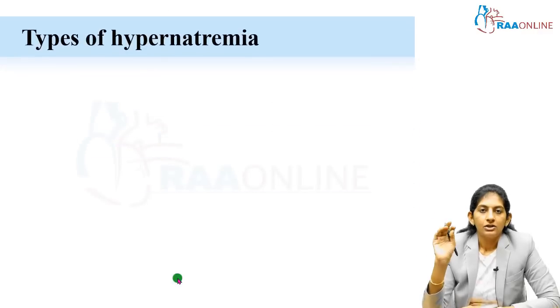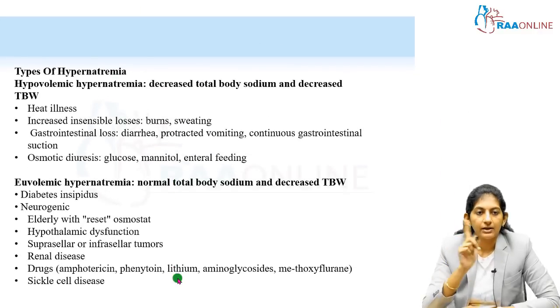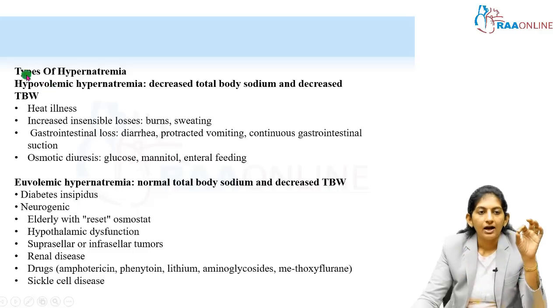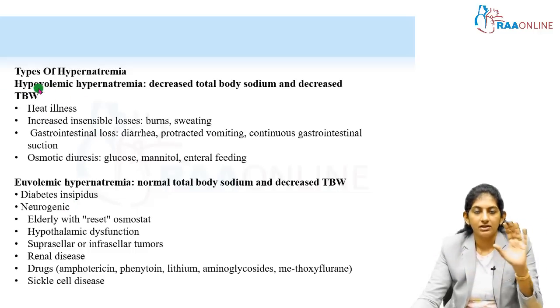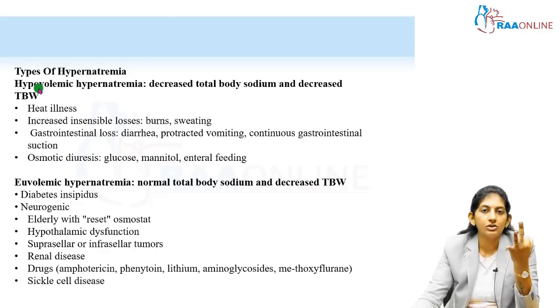Coming to the types of hypernatremia, I'll go to this and then come back to that. First, as I told you, hyper, hypo and eu. What is hypovolemic hypernatremia? Hypovolemic means what, you know? Loss of water, isn't it? So volume is getting lost or water is getting lost. Where all can water get lost? Just now we discussed, isn't it? Renal polyuria can be there, GI loss can be there, skin loss can be there.